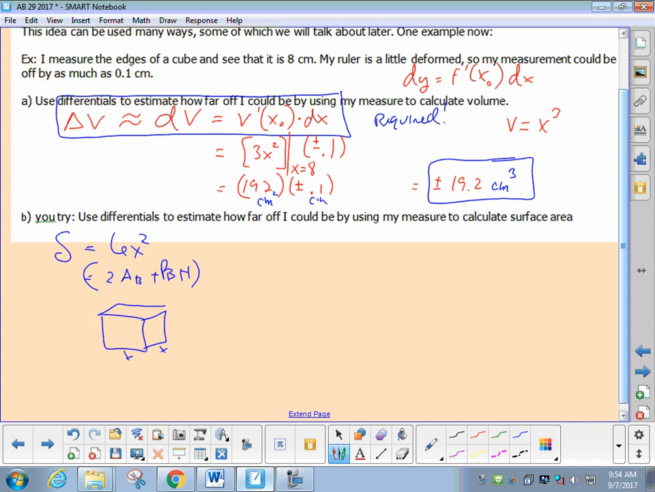The calculus then that I should see is delta S is approximately equal to dx, which is found by S prime at some initial point times an amount of change in x. At that point then you take the derivative. What is the derivative? 12x. You don't rush into putting in the number. You say, here's the general derivative, 12x, and I'm about to evaluate it at 8, and then the dx is plus or minus 0.1.